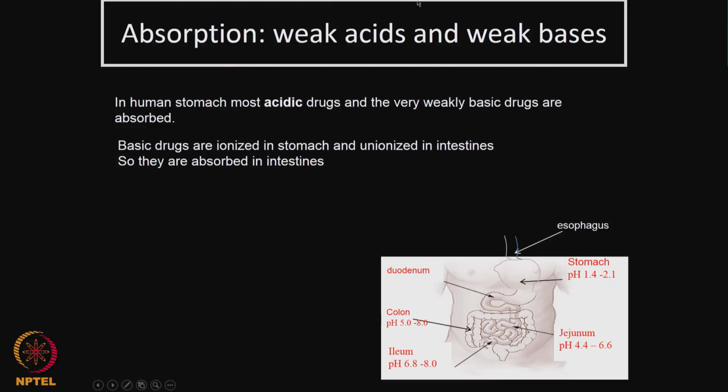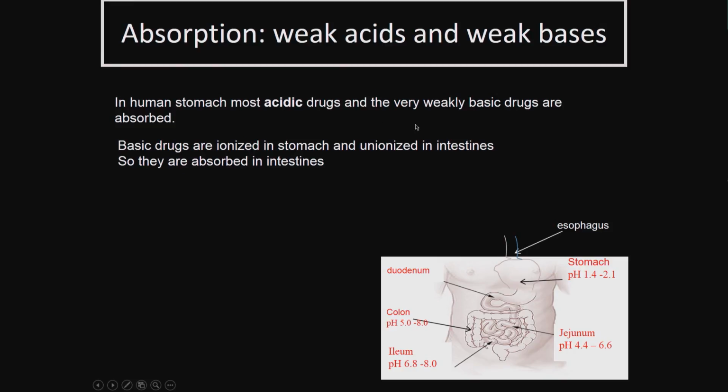So we said absorption, we looked at the weak acids and weak bases because they are very important. The pH inside the GI region changes tremendously. For example, the pH in the stomach is 1.4 to 2.1, then the drug may go to the duodenum, then it keeps traveling to the jejunum where the pH is 4.4 to 6.6, ileum pH is 6.8 to 8, and then colon 5 to 8. So there is a large variation in the pH, starting from very highly acidic to basic.